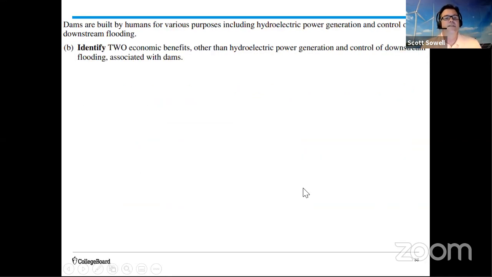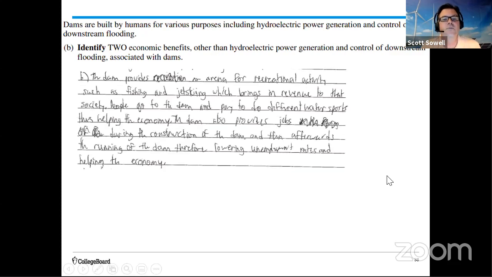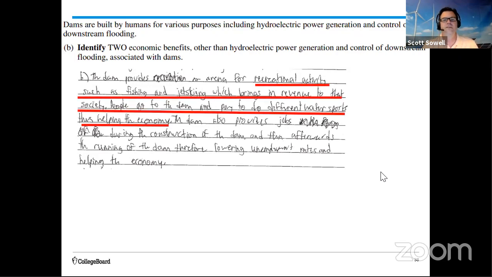B, for this same question, says identify 2 economic factors other than hydroelectric power generation and control of downstream flooding associated with dams. So this student said the dam provides an area for recreational activity such as fishing and jet skiing, which brings in revenue to that society. People go to the dam and pay to do different water sports, thus helping the economy. Boom, there's a point right there. They really explained what that economic benefit was.